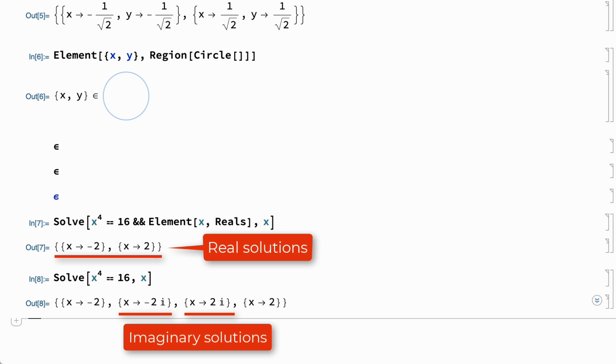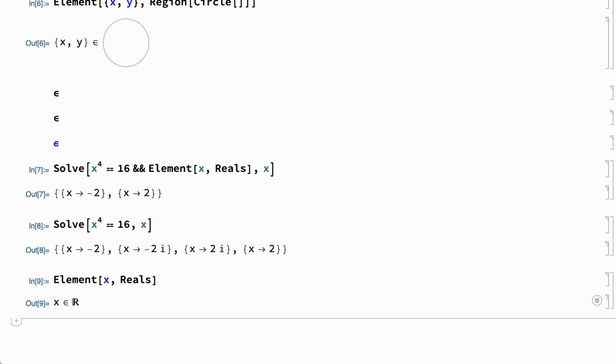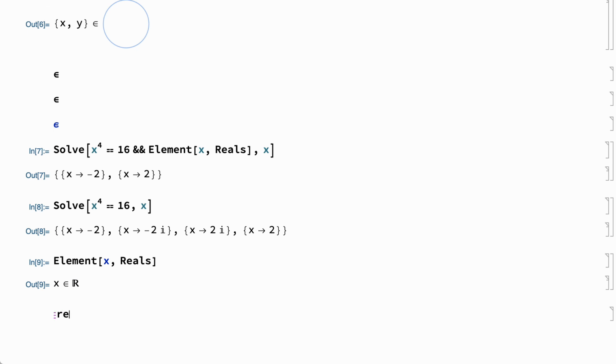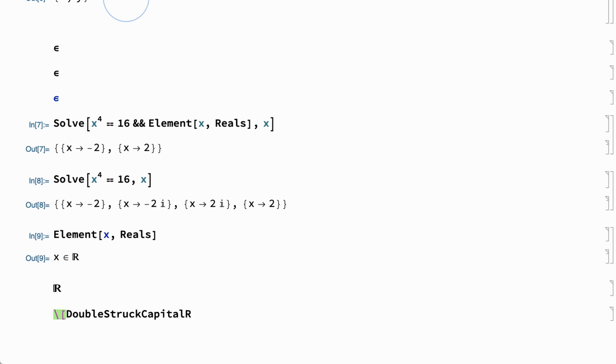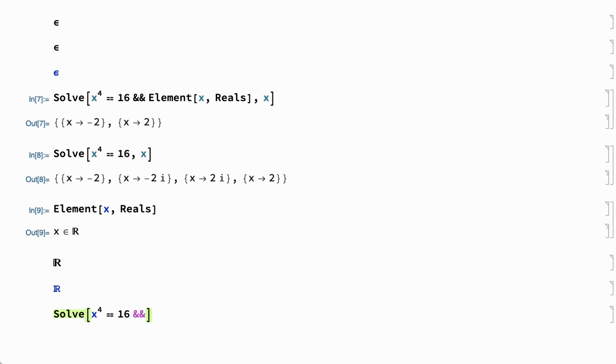In mathematical terminology, Reals is called a domain. The traditional notation for the real number domain is a stylized capital letter R that can be entered by typing escape, the word reals, and a second escape. There's a similar character called a double-struck capital R, but that too is a different character. With those notations, the constraint that x is a real number can also be entered as x followed by the Element character followed by the Reals character.